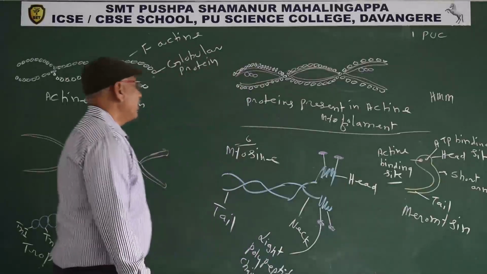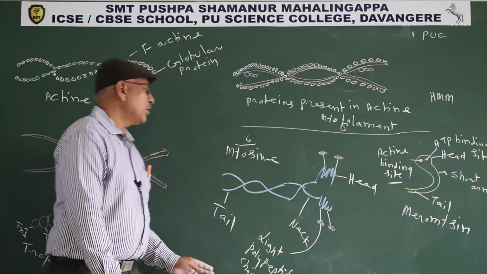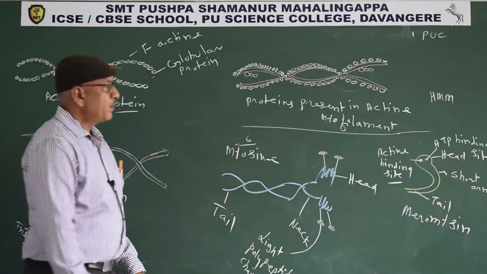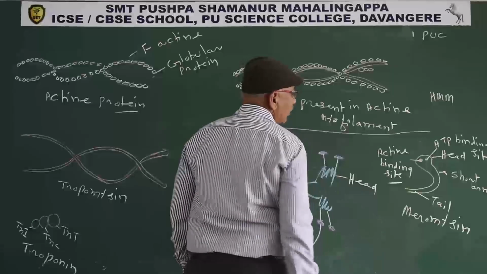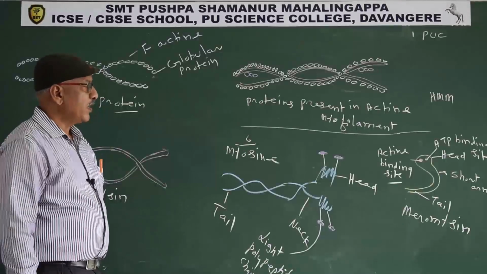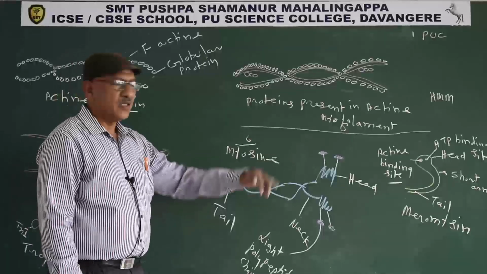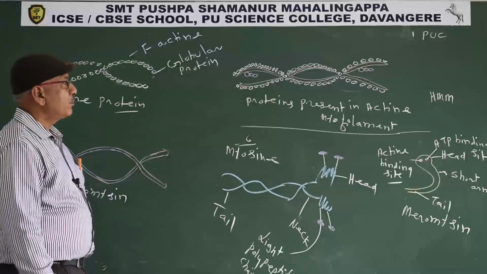So these are the types of proteins present in myofilaments. Actin filament contains 3 types of protein: actin, tropomyosin, troponin. Myosin filament contains only one protein, myosin protein, and the monomers of myosin protein are meromyosins. So 200 to 300 meromyosins are present throughout the length of the myosin protein.